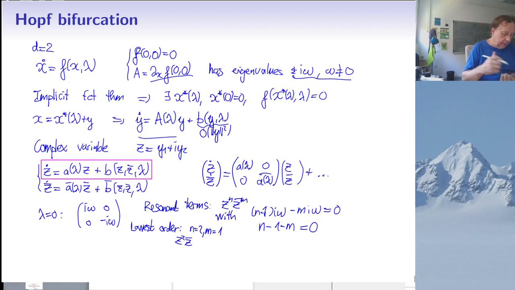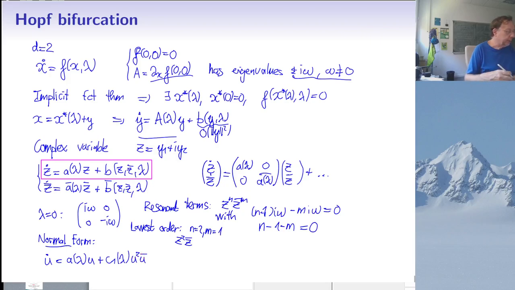So what does the normal form look like? It will be of the form, with a new complex variable u, u dot equals A of lambda u plus some c1 of lambda times u squared u bar. That is the first resonant term. And then you can see that there are no resonant terms of order 4, because this condition cannot be satisfied if n plus m is equal to 4. So the next resonant terms will be of order u to the 5. So this is now our normal form.